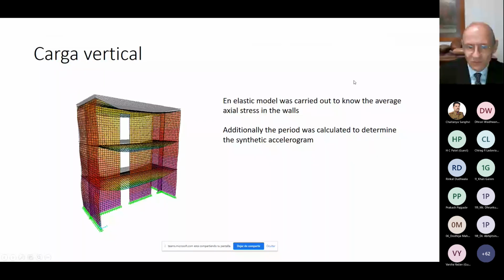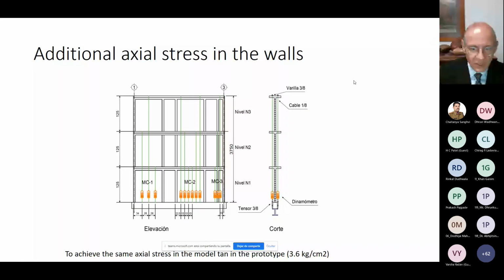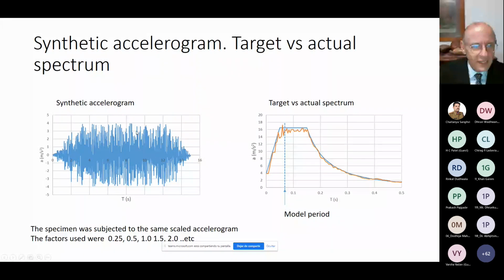These are some difficult details for these experiments because of the scaling, basically. This is a synthetic accelerogram. This is a very well-known technique where we produce a signal that has this target spectrum. The target spectrum is the target response spectrum of the structure, the blue one, and the actual one of this signal is the orange one.